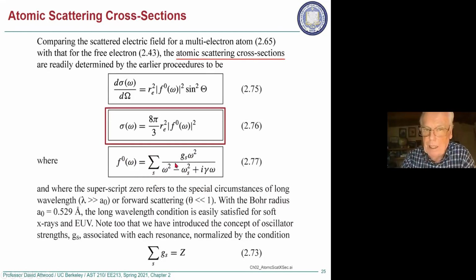If you have a lot of electrons, Z electrons, this is the oscillator. The summation of the oscillator strengths would be Z, the total number of electrons. But let's leave that as it is.